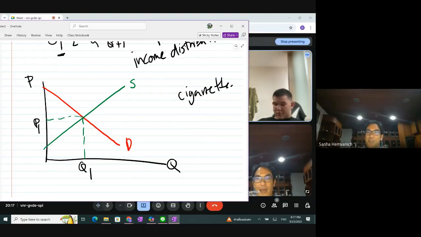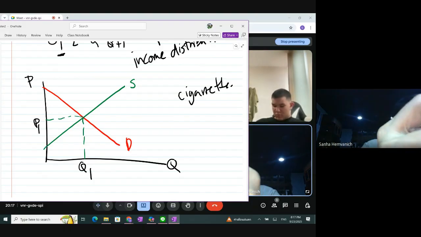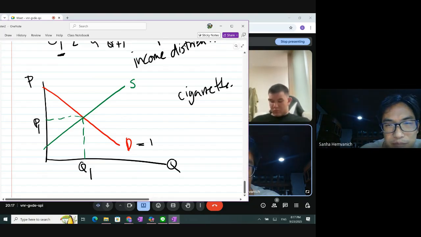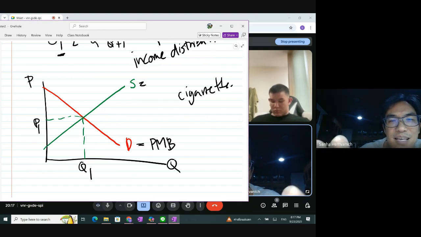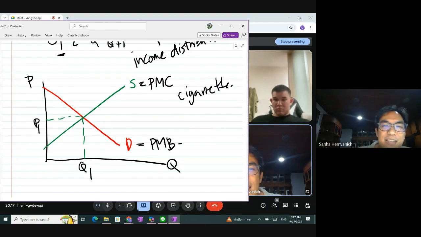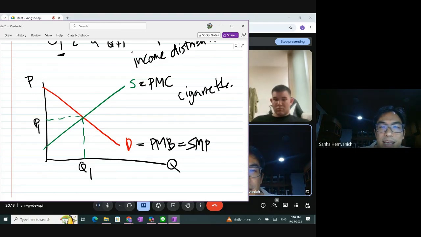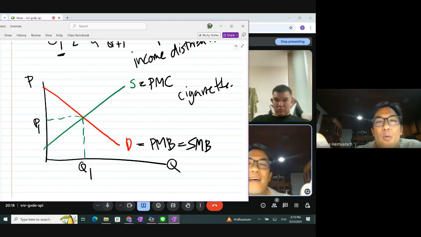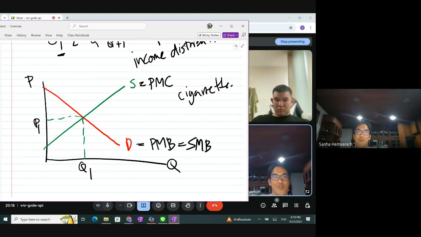Okay, so it's still the same idea. This is still MB, but we call it PMB. And this is PMC. But what about the society in terms of demand? We said that the social marginal benefit is the same as the private marginal benefit, because the benefit from cigarettes is for people who smoke, right? But what about the social marginal cost?